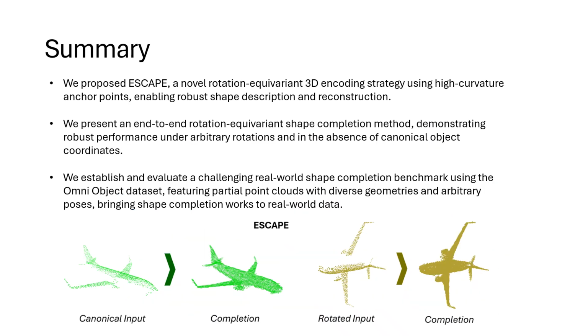In summary, we proposed ESCAPE, a novel rotation equivariant 3-dimensional encoding strategy using high curvature anchor points, enabling robust shape description and reconstruction. We present an end-to-end rotation equivariant shape completion method, demonstrating robust performance under arbitrary rotations and in the absence of canonical object coordinates. We establish and evaluate a challenging real-world shape completion benchmark using the OmniObject dataset, featuring partial point clouds with diverse geometries and arbitrary poses, bringing shape completion works to real-world data.